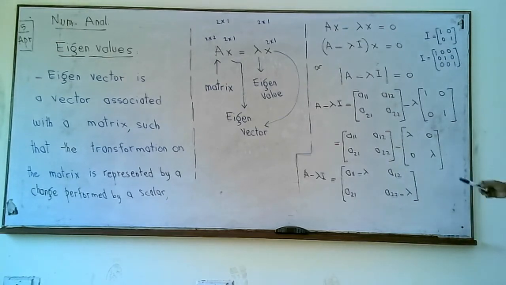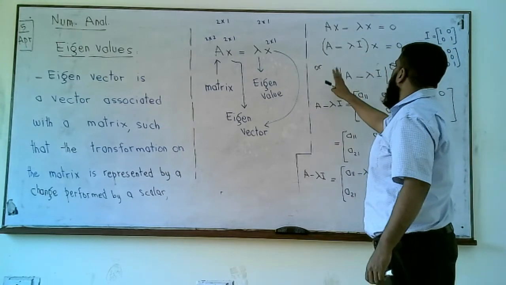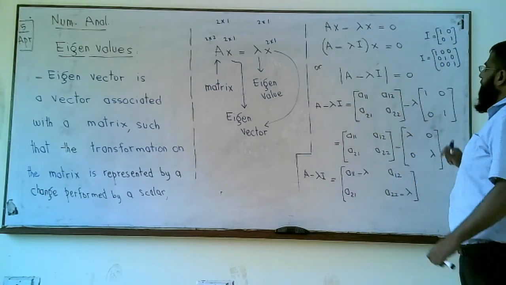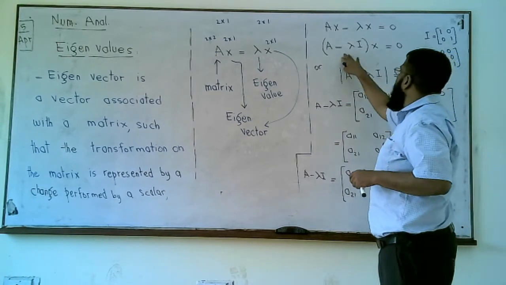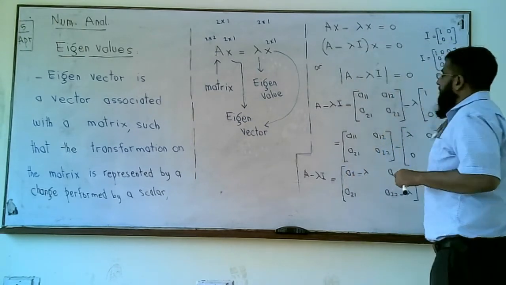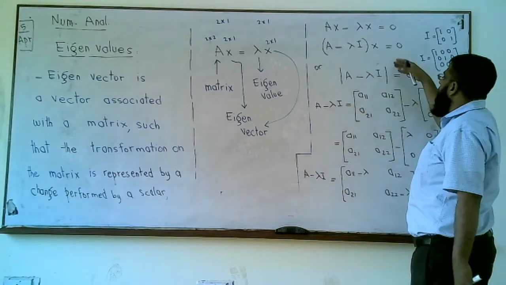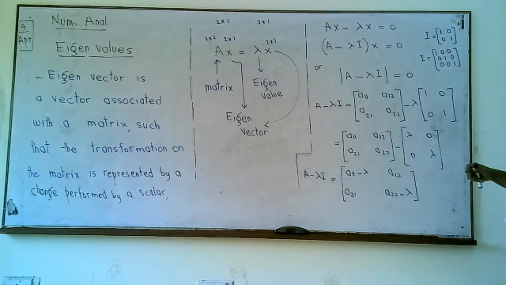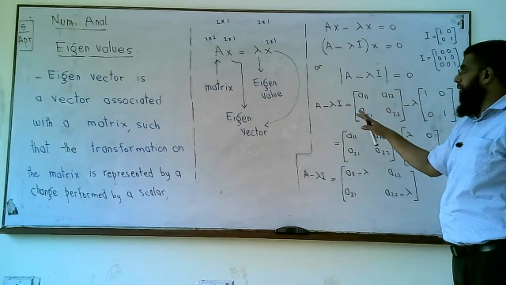So if this is 0, since x is not 0, the determinant of A minus lambda I has to be 0. Let's compute A minus lambda I first, and then we'll compute its determinant and put it equal to 0 to form the characteristic equation. The equation that we compute using this expression is called the characteristic equation. We are going to study it soon.